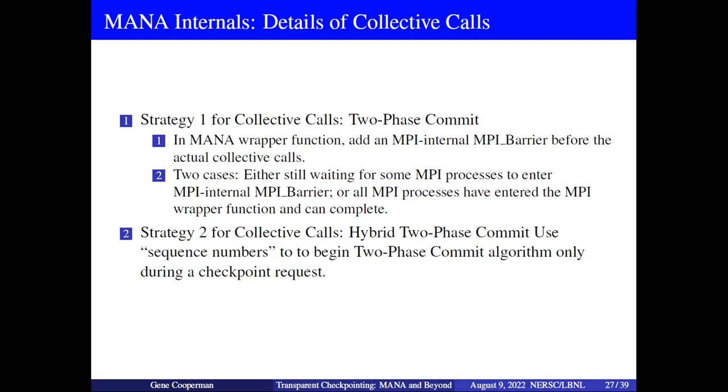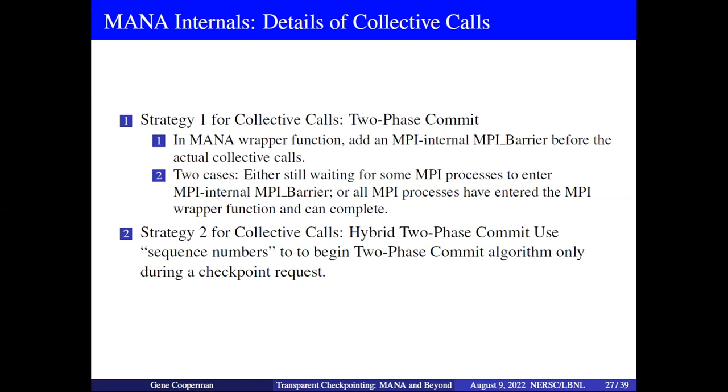And what's the advantage of this? The advantage is that when it's time to checkpoint, we now know that we are in one of two different cases. One possible case is that many of the MPI processes are in that trivial MPI barrier that we inserted. It's ours, the one that we know about, but not everybody. Some processes have not yet arrived. So if some processes have not yet arrived at that internal MPI barrier, then we know for sure that nobody has left the MPI barrier. If nobody has left the MPI barrier, nobody is in the actual collective call. So case one, nobody is in the actual collective call. This is great. So we simply checkpoint.